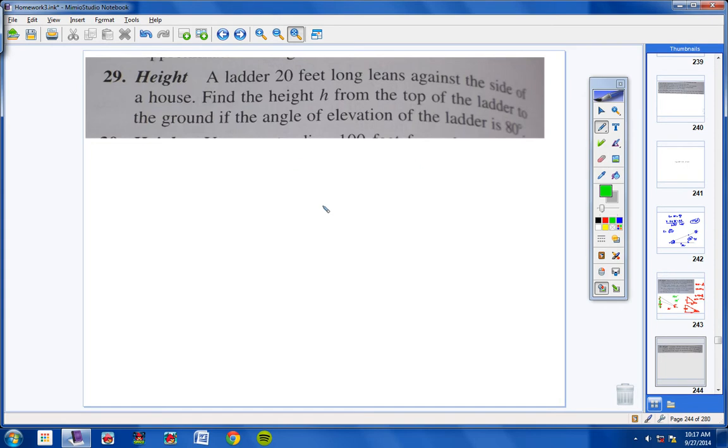Number 29. A ladder 20 feet long leans against the side of a house. Find the height from the top of the ladder to the ground if the angle of elevation is 80. This will be pretty simple, students. Here's the ground. Here's the house. Here's the ladder. Now, we should know, as long as the house is built properly, this will be a 90-degree angle right here. It's not leaning. The ladder is 20 feet long, so here's my ladder, 20 feet long.